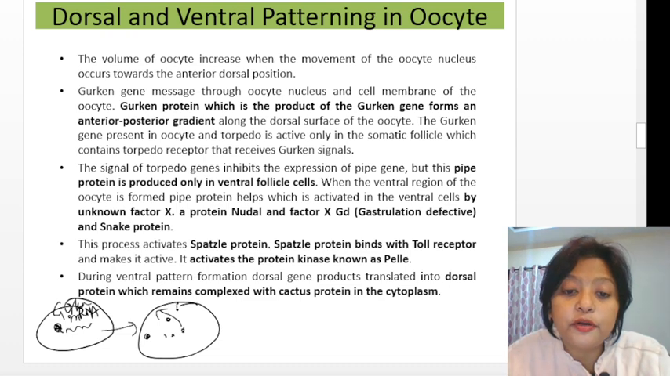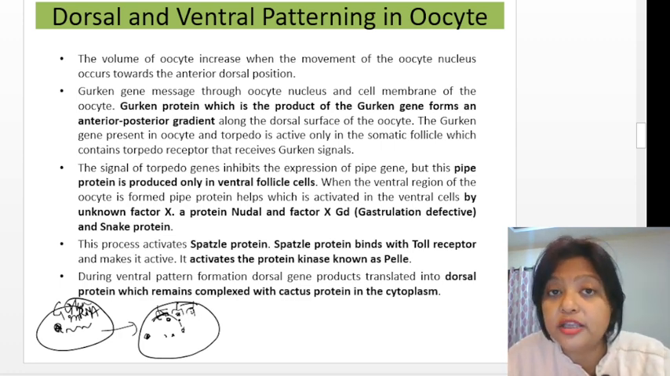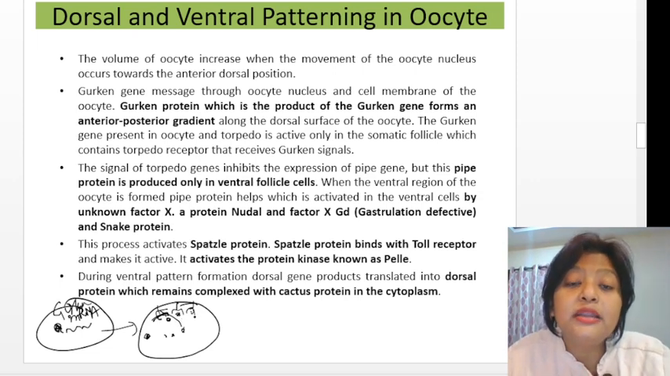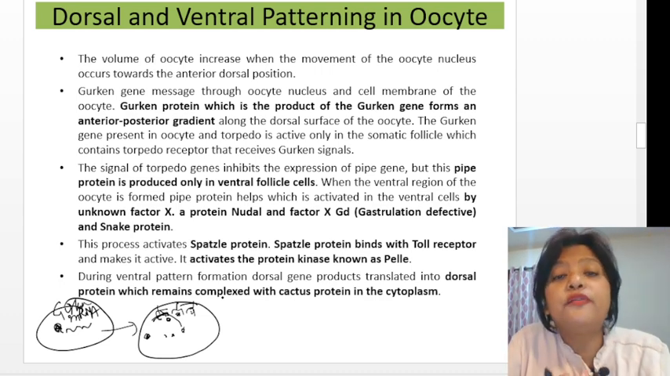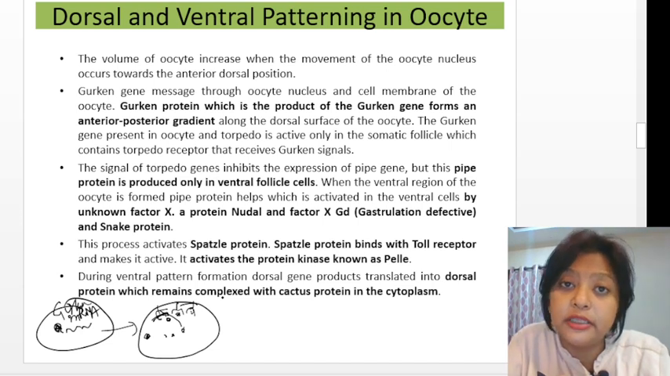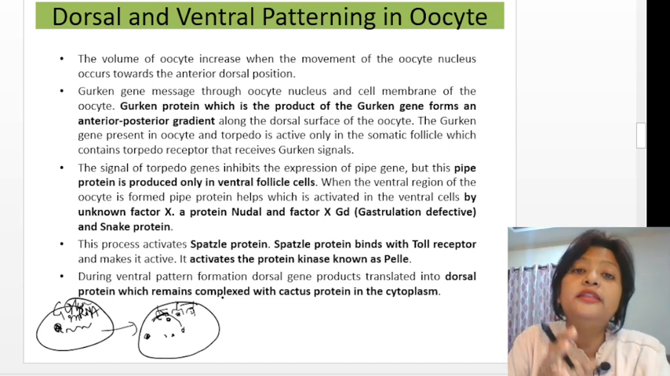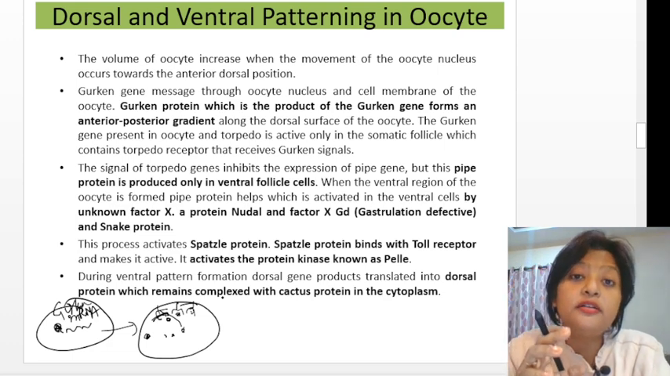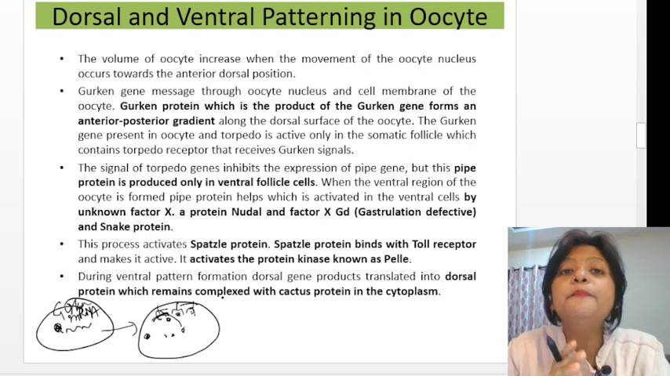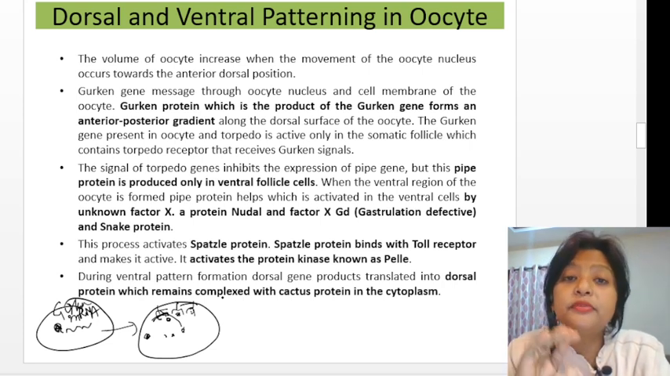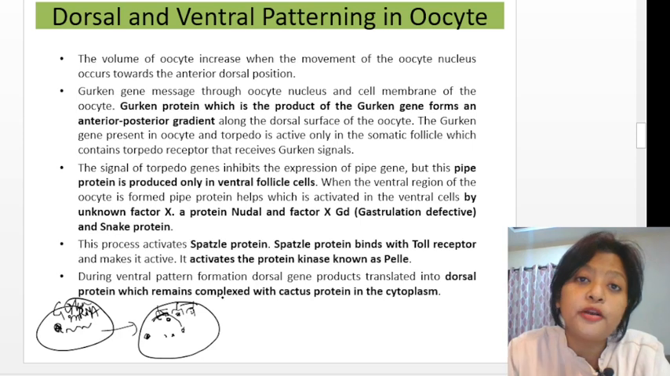Out here there are some torpedo receptors where they will go and bind. Remember, this binding of Gurken proteins with the torpedo receptors will inhibit the formation of pipe synthesis, because pipe synthesis is very essential for dorsal and ventral patterning, and especially in the ventral. For ventral patterning, pipe synthesis has to occur, but it will only occur when there is no binding of Gurken proteins with the torpedo receptors.